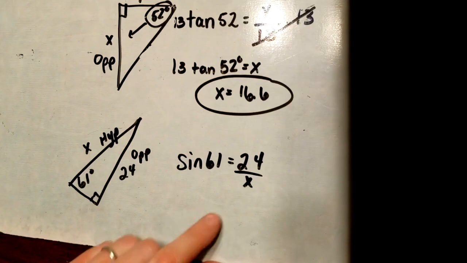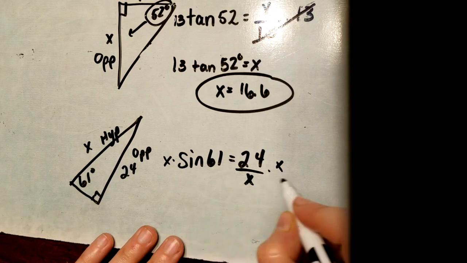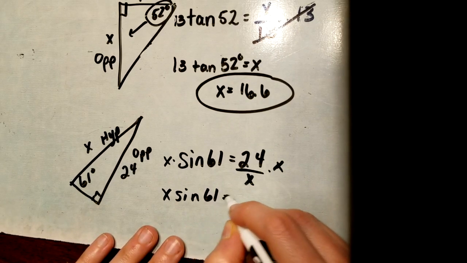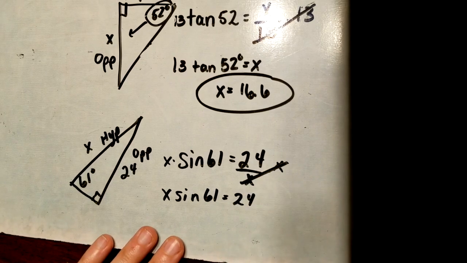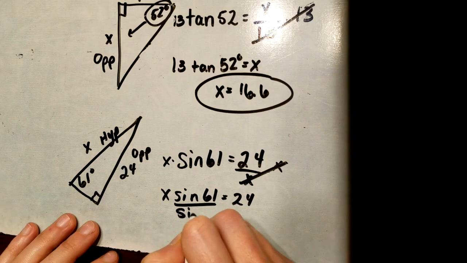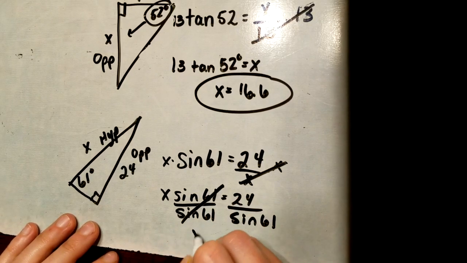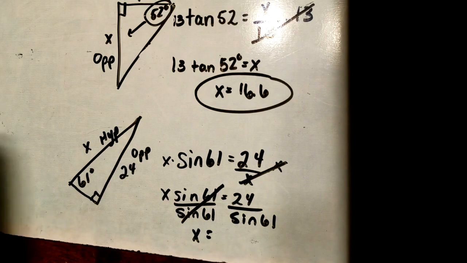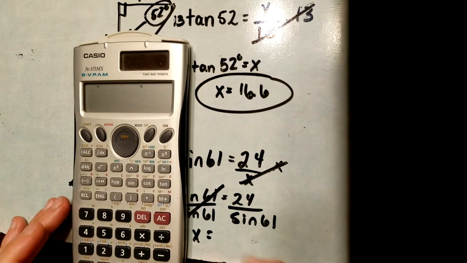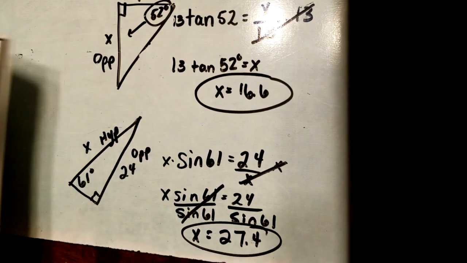Okay, so again, x is in the denominator, so we want to get it out of the denominator. Okay, so this is my new equation. I want to get rid of the sine 61, so I'm going to divide. Okay, and this is what you would put in the calculator: 24 divided by sine 61. And that's your answer.